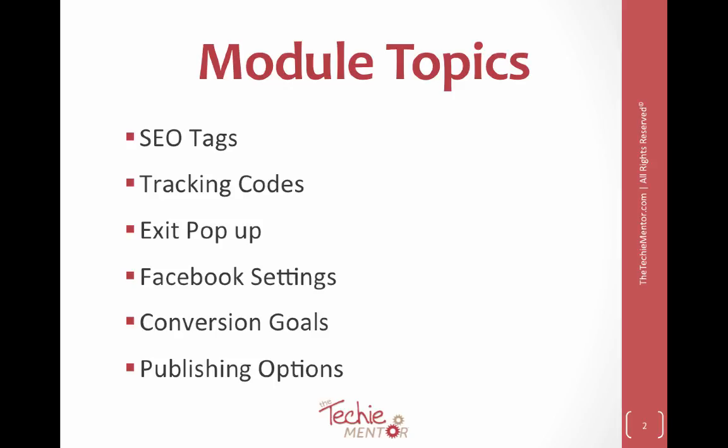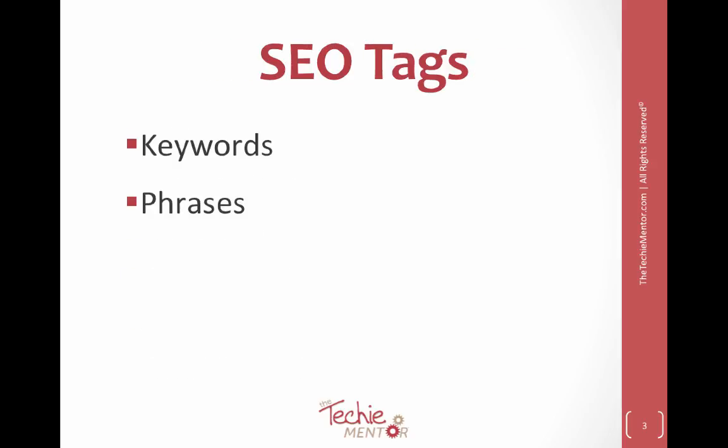Conversion goals allow you to take two related pages and track them as one goal, if you will. We'll talk more about this when we get into reporting. And then publishing options. You can publish it as a standalone lead page, you can put it in a WordPress website, or you can put it on Facebook. So those are all of the different options that you have.